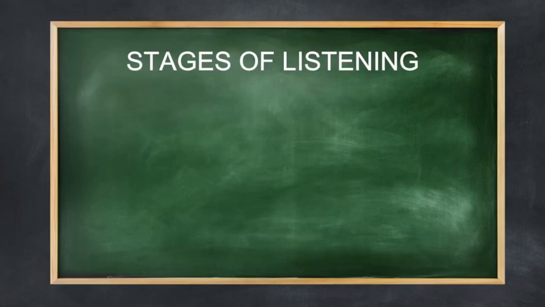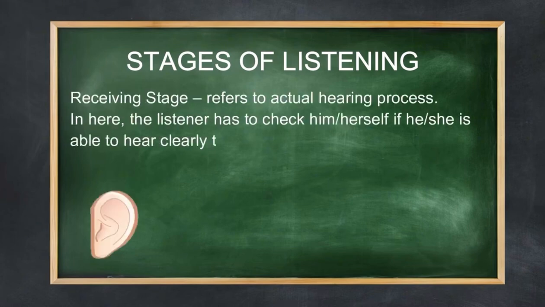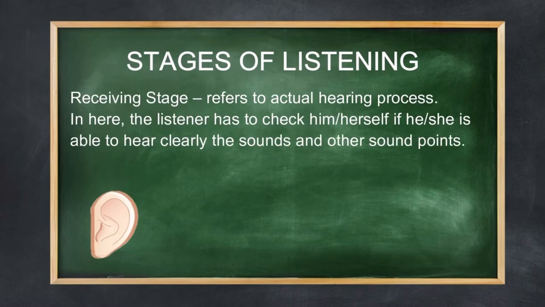Analytical listening requires a sequential process. These stages include the following. 1. Receiving stage refers to the actual hearing process. In here, the listener has to check himself or herself if he or she is able to hear clearly the sounds and other sound points.